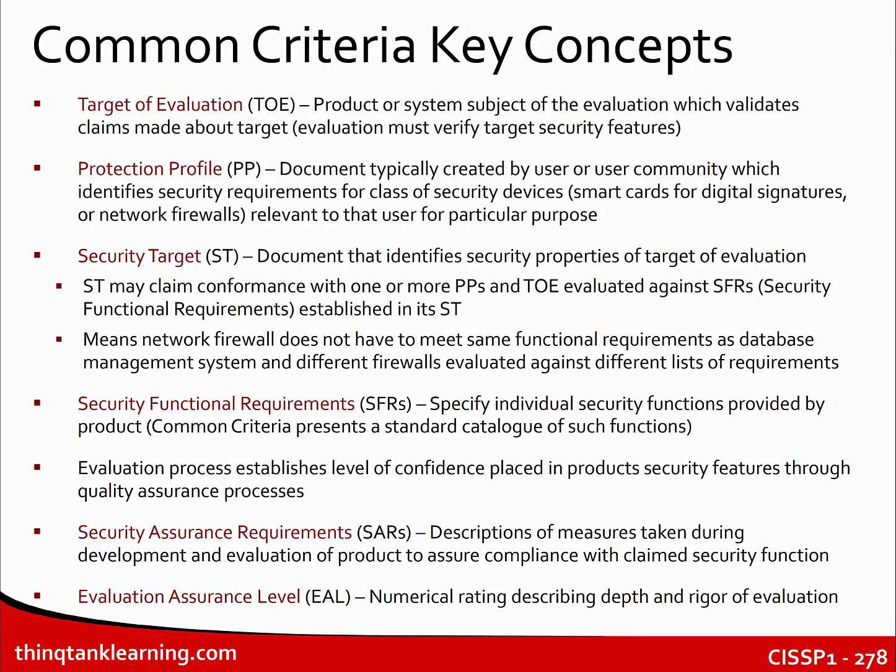There are 7 EAL levels. We'll see them on the next slide. EAL 1 is the most basic. It's the cheapest to implement and evaluate, but it also provides the least level of assurance. EAL 7 is the most stringent. It's going to require the most number of tests, and of course it's going to provide the highest level of assurance.